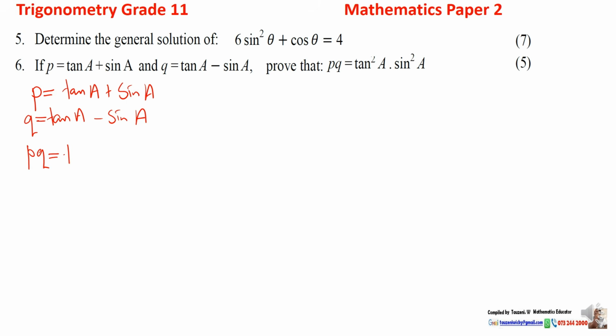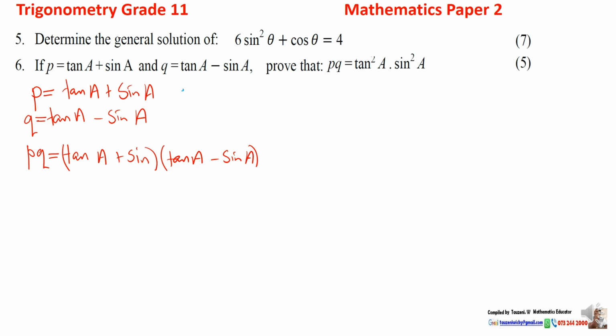This is going to give us the tan of A plus the sine of A. Then this is the value of P. The value of Q is the tan of A minus the sine of A. Then from there, we do the normal multiplication. Please make this observation. It will make your work a bit easier.